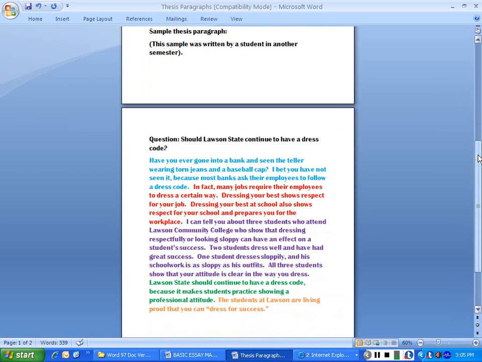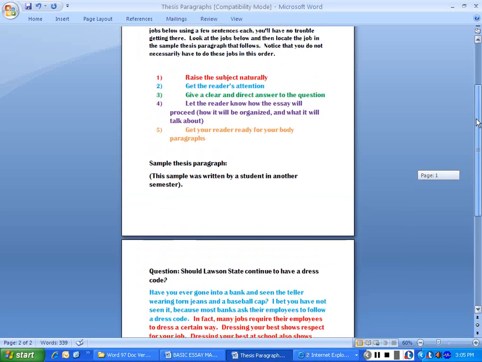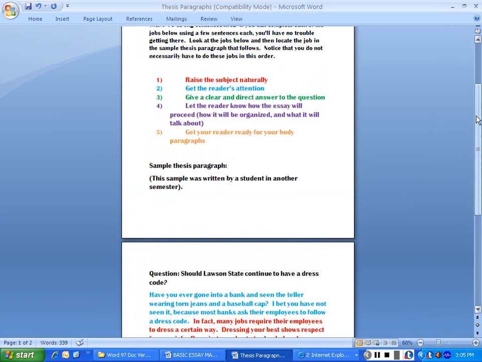In fact, many jobs require their employees to dress in a certain way. Dressing your best shows respect for your job. Dressing your best at school also shows respect for your school and prepares you for the workplace. These sentences raise the subject naturally. They've gone from talking about the workplace to talking about school, and we know that the author is going to be talking about how we dress at school. We've raised the subject naturally.